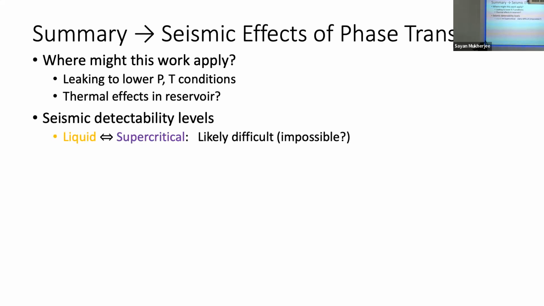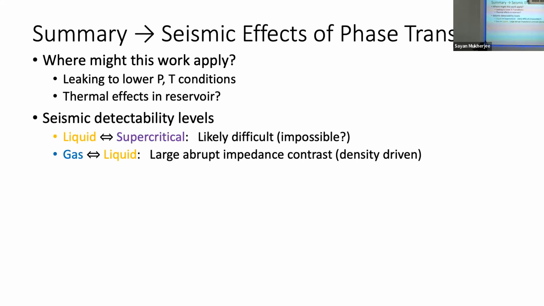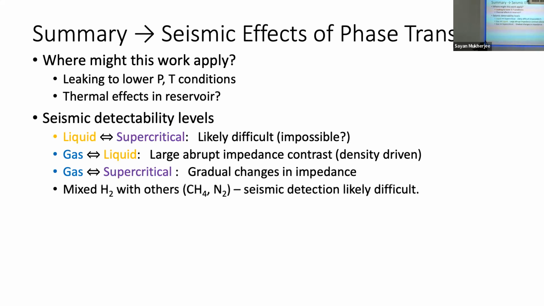So what are the seismic detectability rules? Looking at the supercritical, probably impossible. Gas to liquid, a big bang, density driven mostly. We're probably going to see that. And then gas to supercritical, maybe a gradual change in the seismic response that we can pick up. Now, mixed H2 with others, we're working on nitrogen and things. If it's already gas, it's probably going to be difficult to see any differences that way.